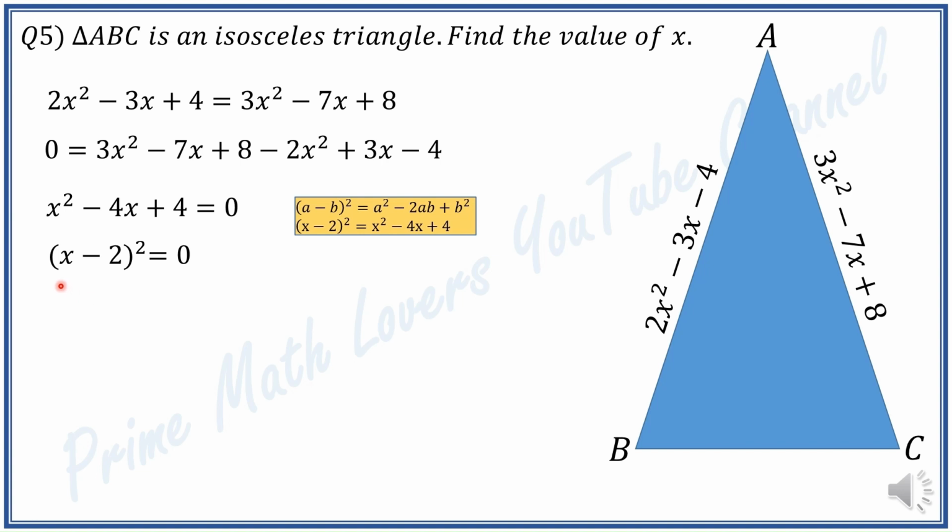And if we take the square root of both sides, we will have x minus 2 is equal to 0. And we take negative 2 to the other side, it will be positive 2. So therefore, x is 2.